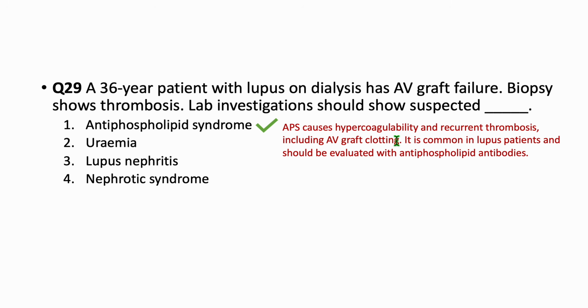The answer is antiphospholipid syndrome. APS shows hypercoagulability and recurrent thrombosis, including AV graft clotting. It is common in lupus patients and should be evaluated with antiphospholipid antibodies.